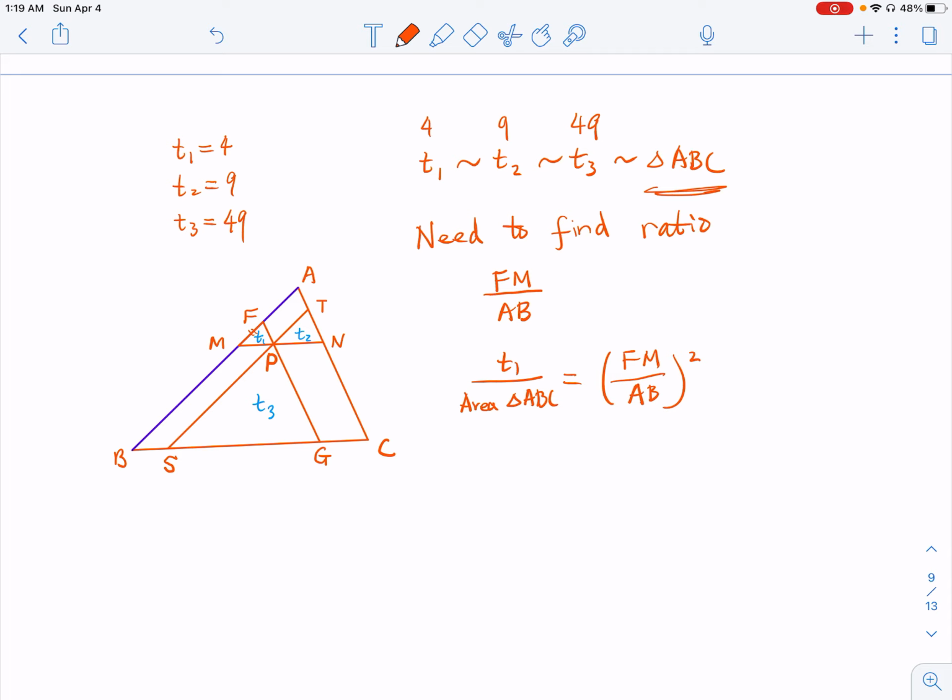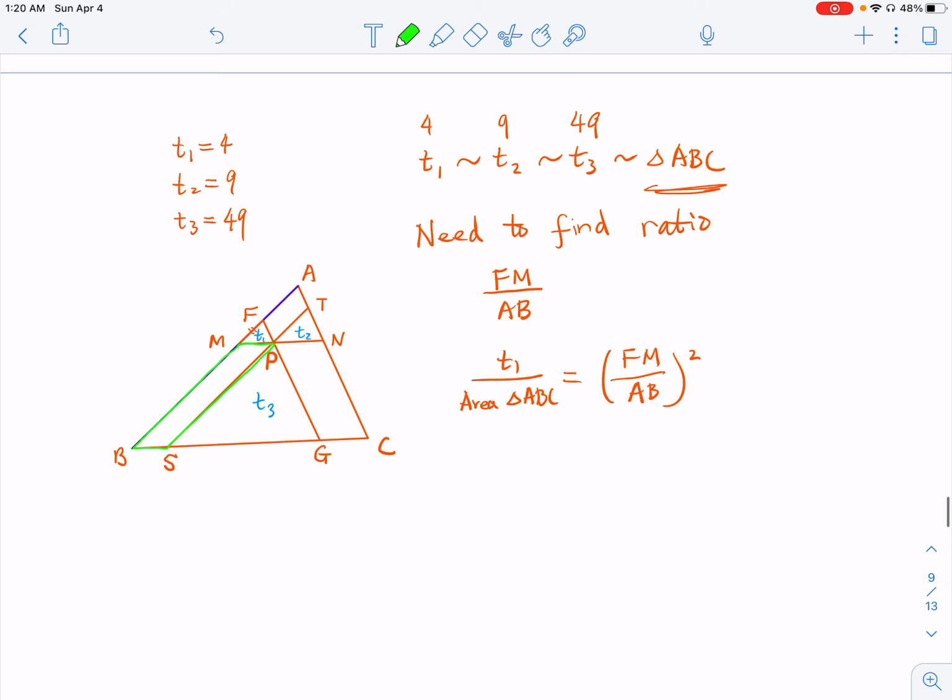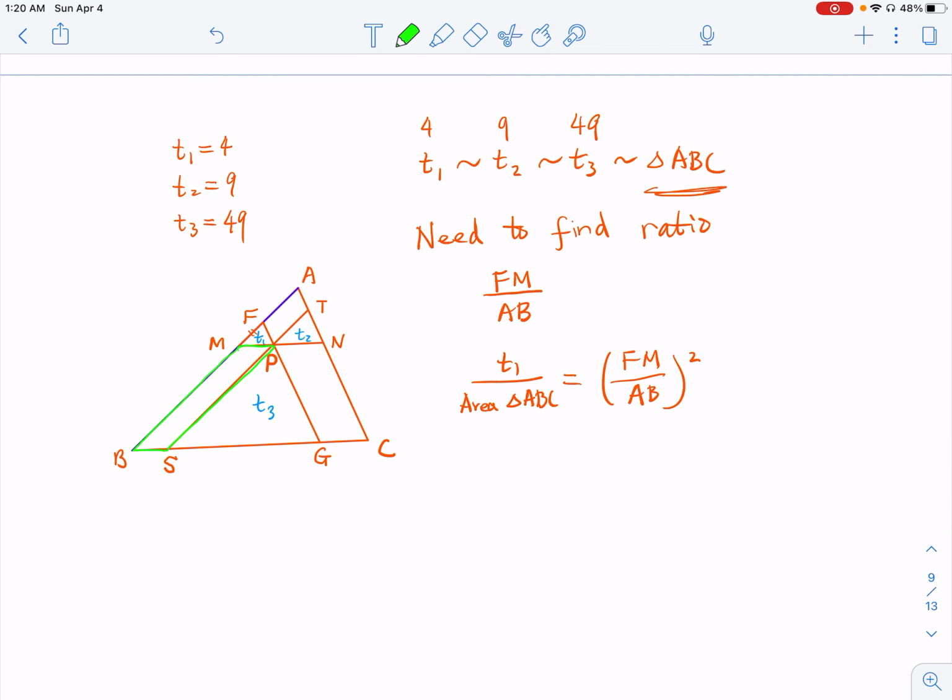Alright, so how do we find that? We're given T3 and T2. It's very important to realize that we have a few parallel lines here. Let me use a different color here. Let's look at this, right? Because this line TS is parallel to AB and MM is parallel to PC, we get that PS must equal MB.